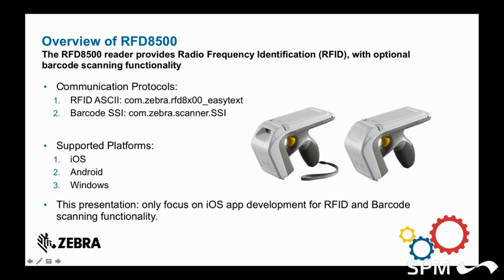Okay, so let's review the communication protocol. For RFID, we use the RFID ASCII text protocol. For the barcode scanner, we use the Simple Serial Interface hex string protocols. And the supported platforms are popular platforms. For example, we support iOS, Android, and Windows. This presentation only focuses on iOS app development.